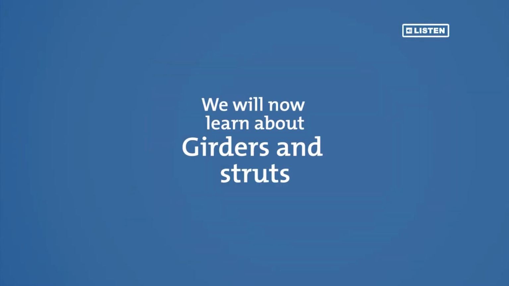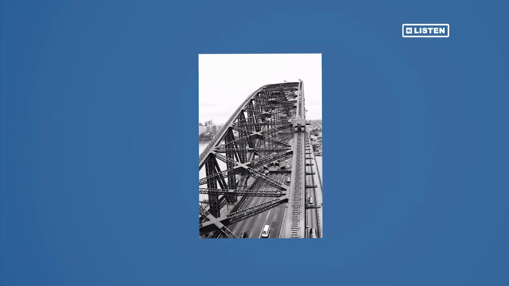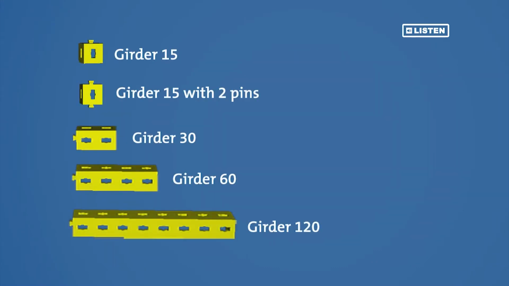We will now learn about girders and struts. Girders are strong beams used in constructions like skyscrapers. The Kriya engineering kit has the following girders. Can each group pick up the girders they see in their trays?